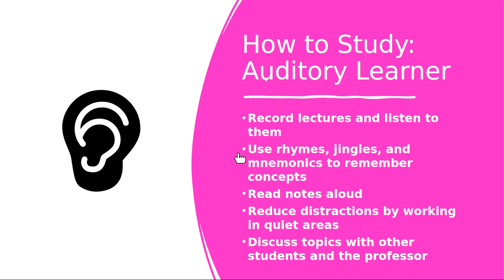For auditory learners, you want to reduce distractions by working in quiet areas, right? Because you're really picking up on all that you're hearing. So you want to just hone in on one thing that you're hearing, which is either yourself talking about the topic that you're studying, or someone else. And then also discuss topics with other students and professors.